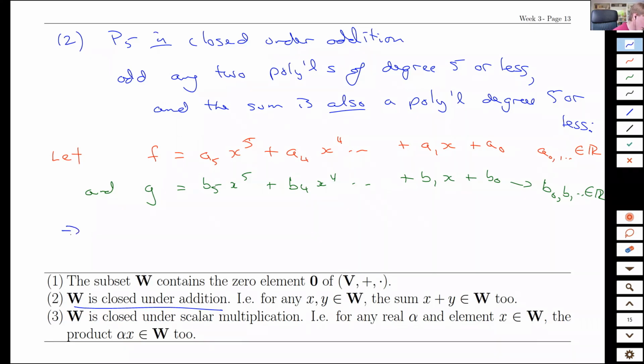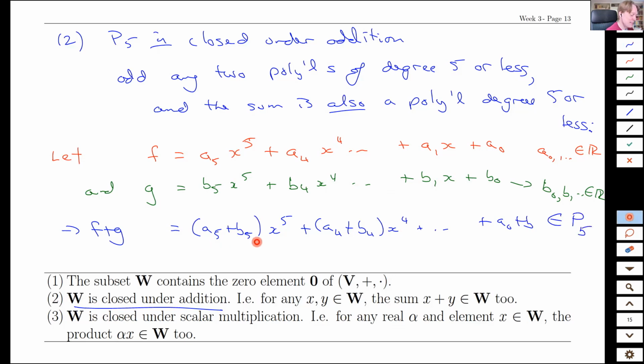And finally, if I look at f plus g, it is going to be a5 plus b5, x to the 5, plus a4 plus b4, x to the 4, all the way down to a naught plus b naught. And that is also a polynomial of degree 5. It's still x to the power 5 with some constants out front. So that is also an element of P5. Let me just pause there for 1 second before I go on to the third slide, but you can kind of see where this is going.